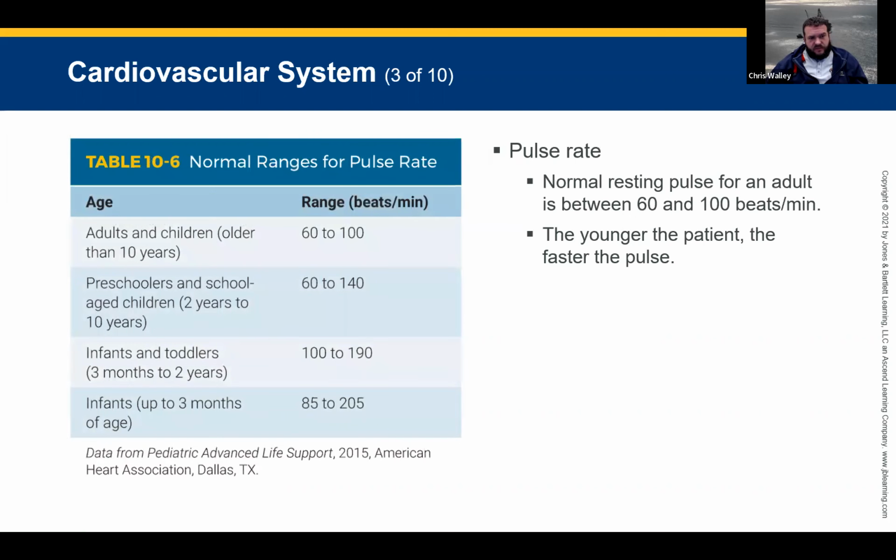Here's our cardiovascular system we talked about. Y'all may want to make some notes on here of pulse rates. That will help y'all. I highly suggest y'all know these. You will probably see them again.